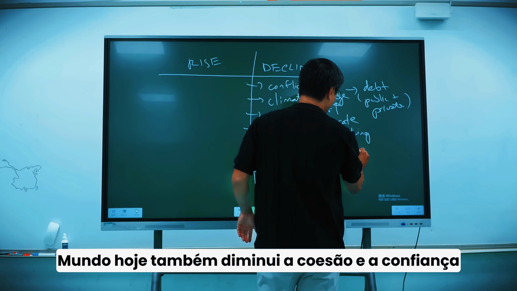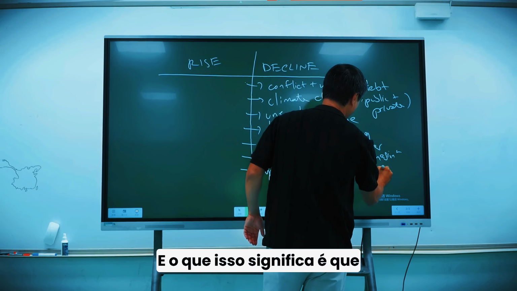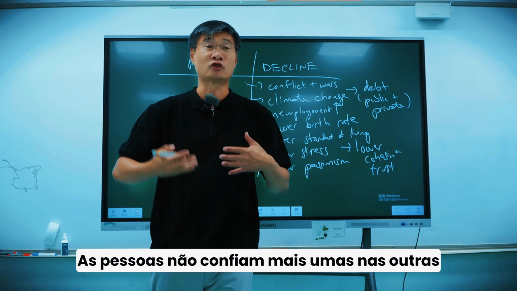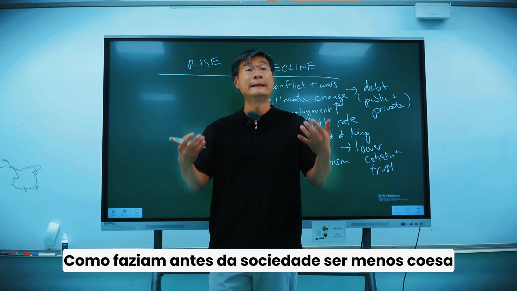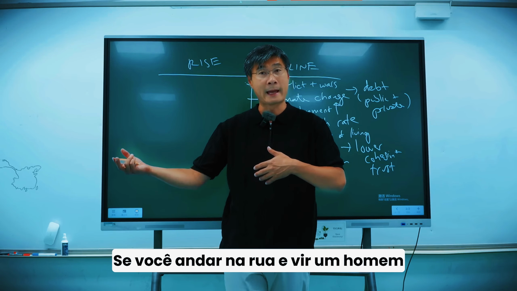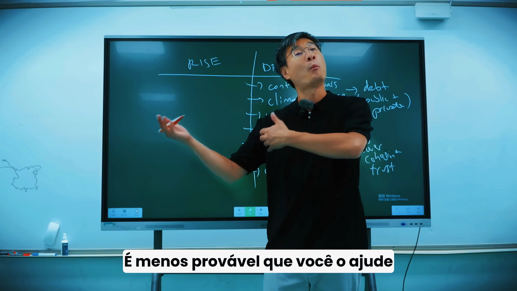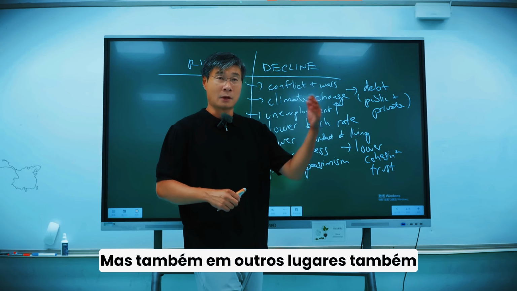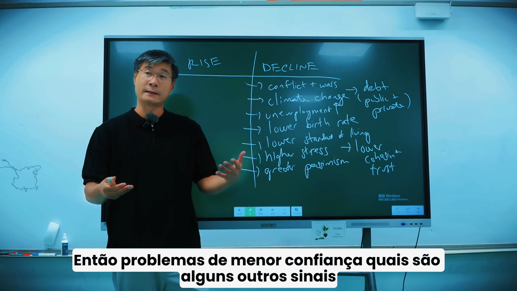Also, lower cohesion and trust. What this means is that people no longer trust each other as they did before. Society is less cohesive. If you walk on the street and you see a man bleeding or hurt, you're less likely to help him. This is very true not only in China, but also elsewhere as well. So lower trust issues. What are some other signs?